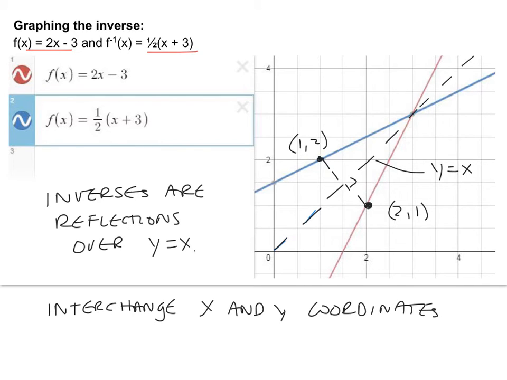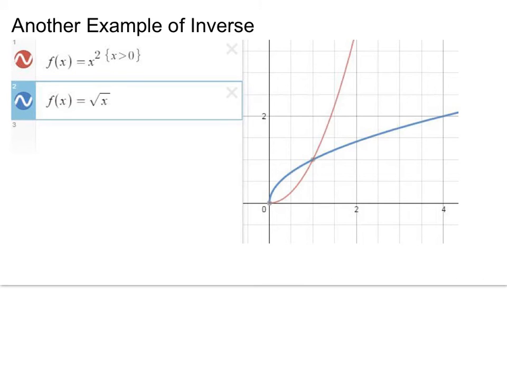Okay, so if (2, 1) is on my original, then (1, 2) has to be on my inverse. Let's look at another one. This one I had to put a restriction on the domain because the domain has to be the same for both functions, but it works for the squared function. So the red one is my squared function, but it's just x greater than 0 because the domain of my inverse is x has to be greater than, actually greater than or equal to, 0.